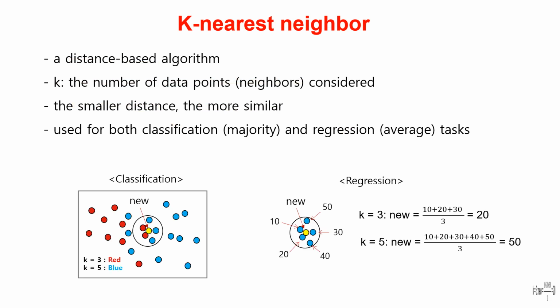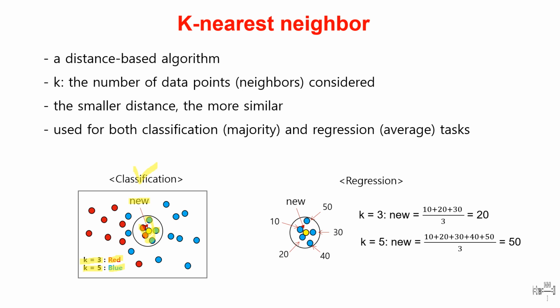If we look at this illustration below, in the context of classification prediction, for the new yellow data point, we want to predict whether it is closer to the red or blue points. If we set K to 3, among the closest 3 data points, 2 of them are red, so it will be predicted as red. On the other hand, if we set K to 5, among the closest 5 data points, 2 are red and 3 are blue, so the majority is blue, and it will be classified as blue.